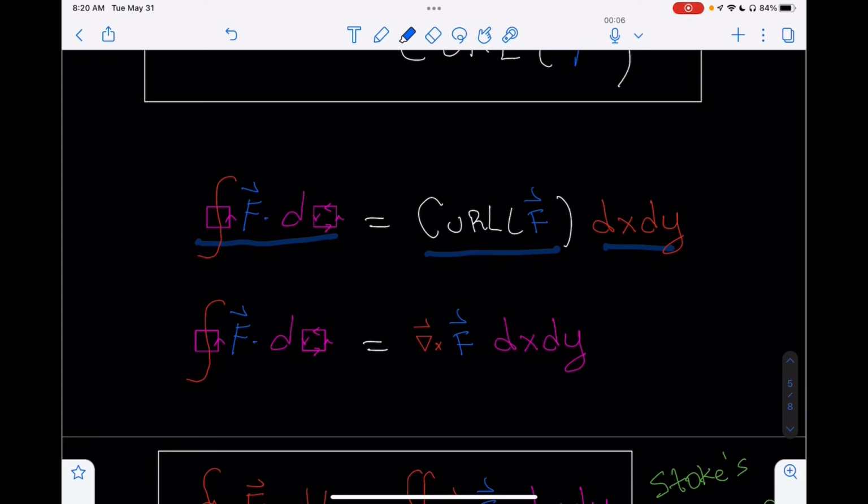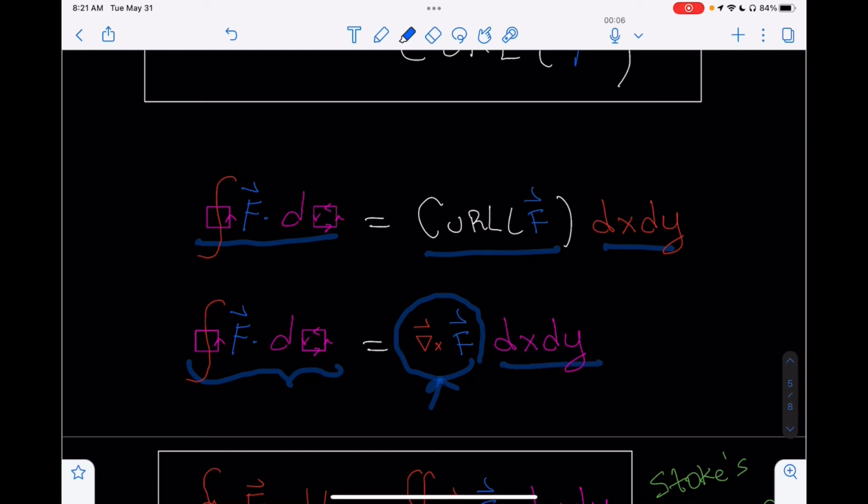The curl is sometimes also written using this notation right here, using the del operator, and it's del cross F. We'll maybe get back to that at some other point. But what we were looking for initially, if you remember, was how much did the field circulate in a very, very small point, right? So almost like a dx dy small point. And it turns out that it's the curl times dx dy.